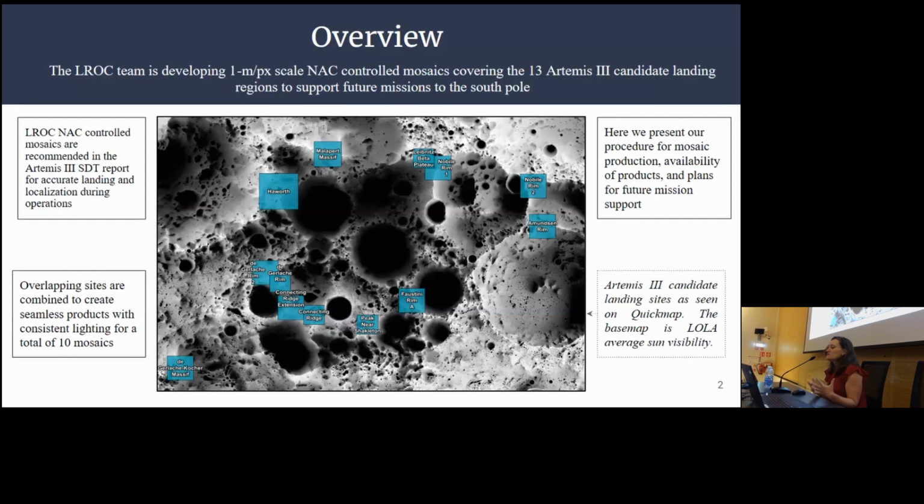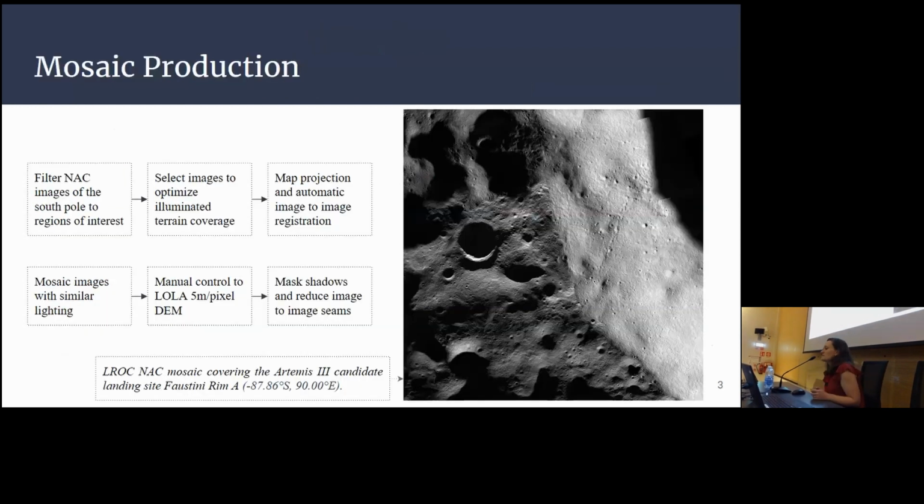But what we really want to do for each of these sites is take the NAC images and make sure they're accurately located on the surface, but also maximize the illuminated area, without introducing wild shifts in illumination geometry from image to image. So these are our main steps that we use.